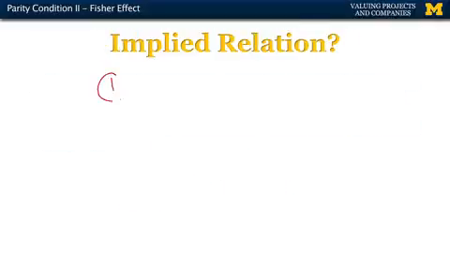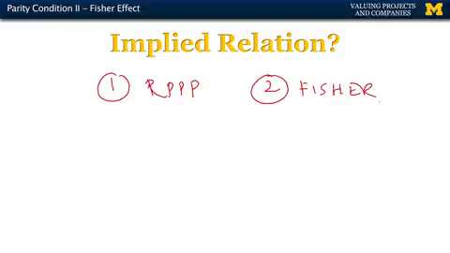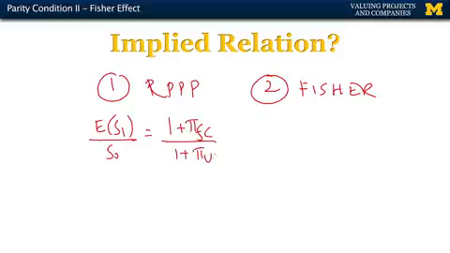So two parity conditions: PPP, and the second one was which one? Fisher. Both have to do primarily with inflation. So the first one said the following: that the expected percentage change, say in one period, has to be equal to 1 plus pi FC over 1 plus pi US, i.e. the exchange rate's job is to correct for inflation or compensate for inflation, because if they don't, there's a lot of money-making opportunity.